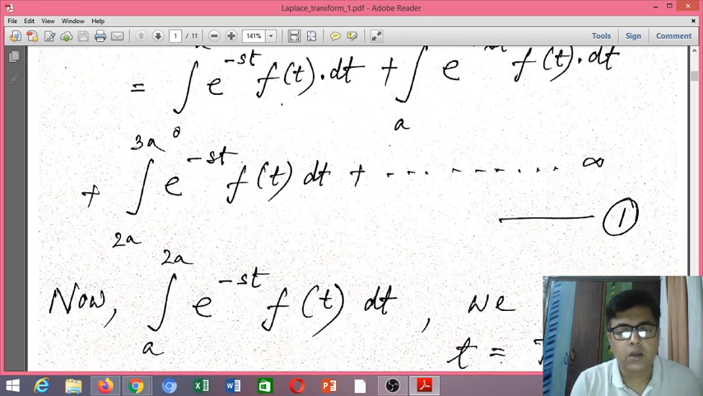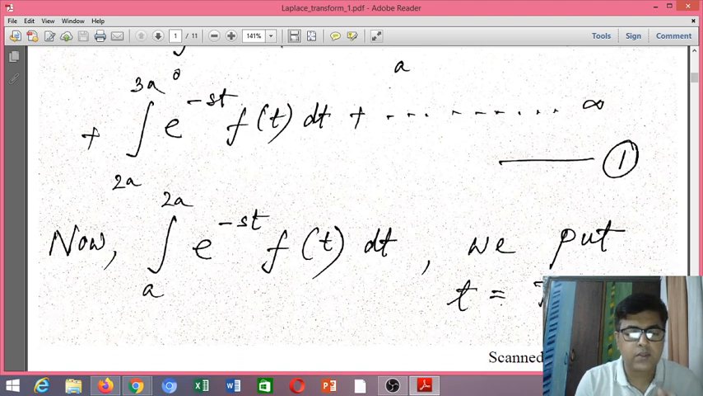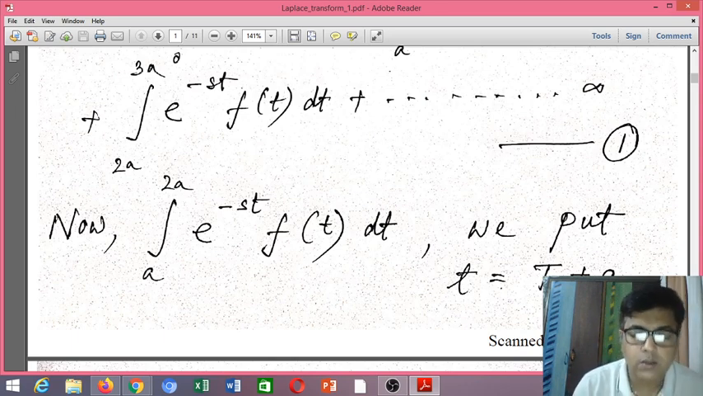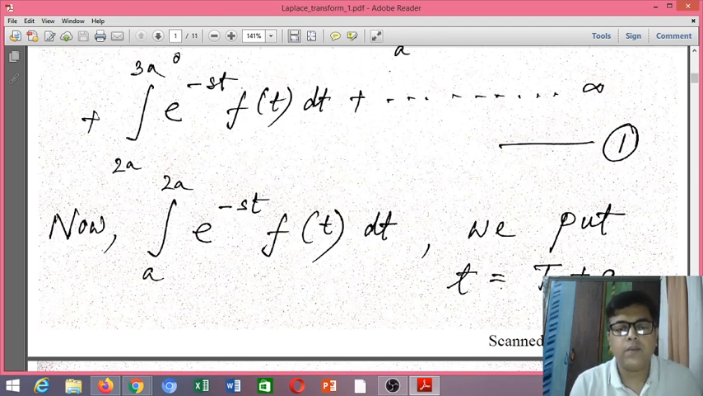Now consider the second integral, just look at it very carefully. It is integral a to twice a e to the power minus st f t dt. Now how do I convert this integral in terms of the first integral? That is the question. So what we do is put small t equal to capital T plus a. We just make a substitution. In place of small t, I just put capital T plus a, a being the period of the function. Now that we can always do.